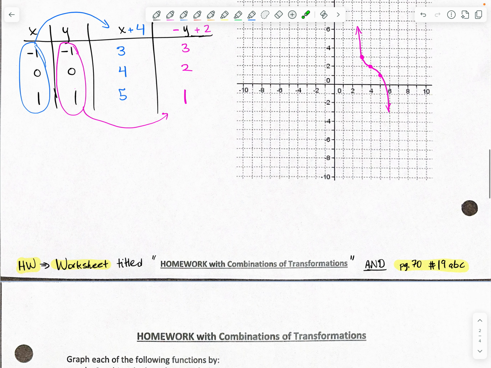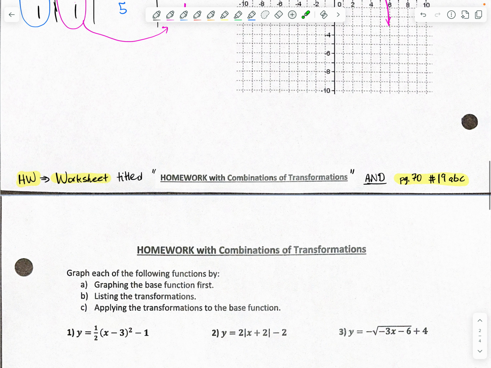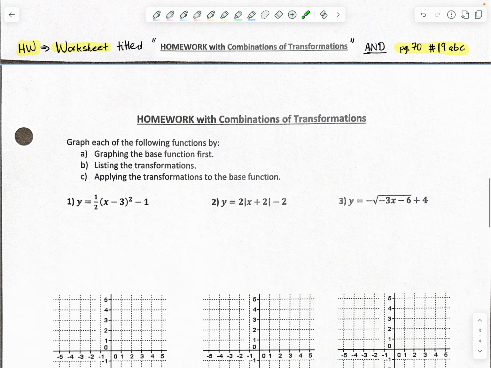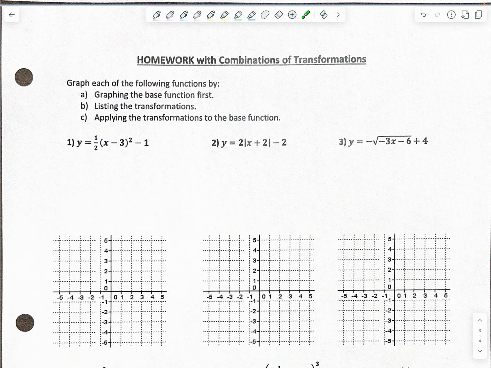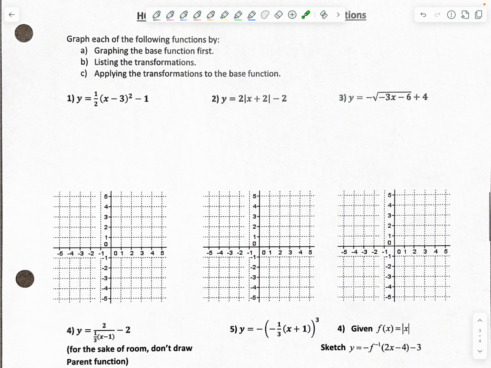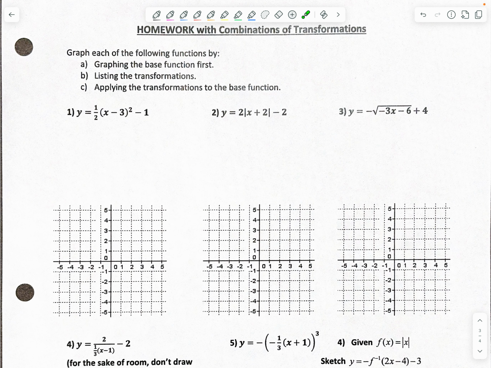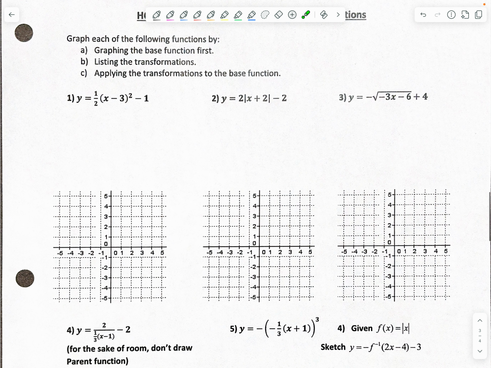I'd like you to do this worksheet down here, complete the questions here. So we're looking at combinations of transformations. Read the instructions and follow them here. Graph the base function, the parent function, same thing. List the transformations. So like what's A, what's K, what's D, and what's C. And then apply the transformations to the base function, sketching what the parent function looks like once we know what the transformations are going to be.